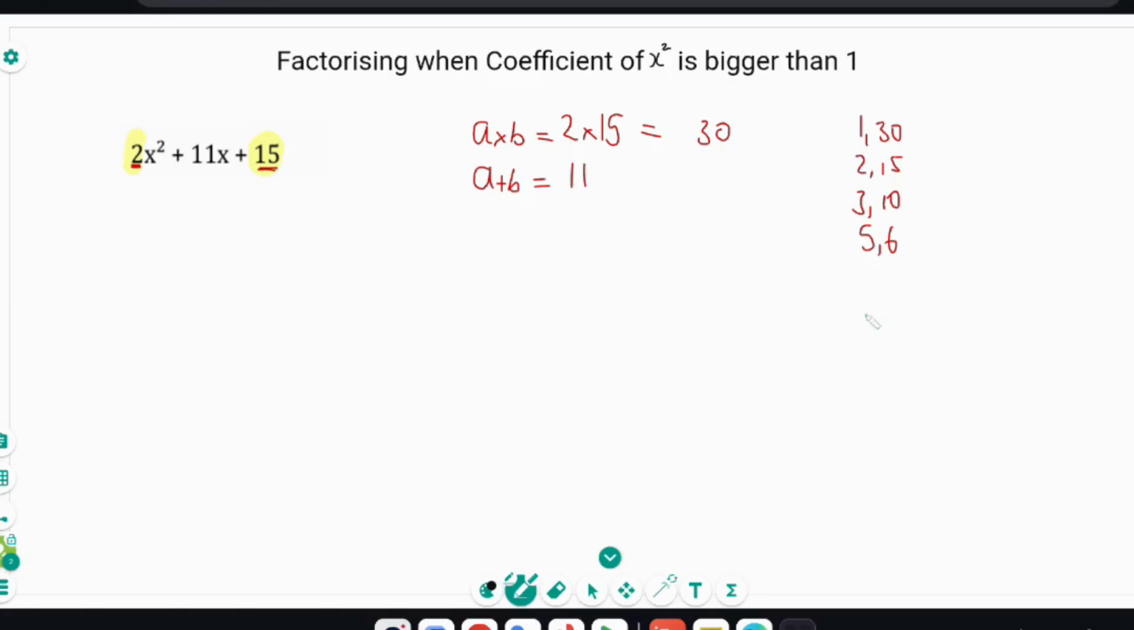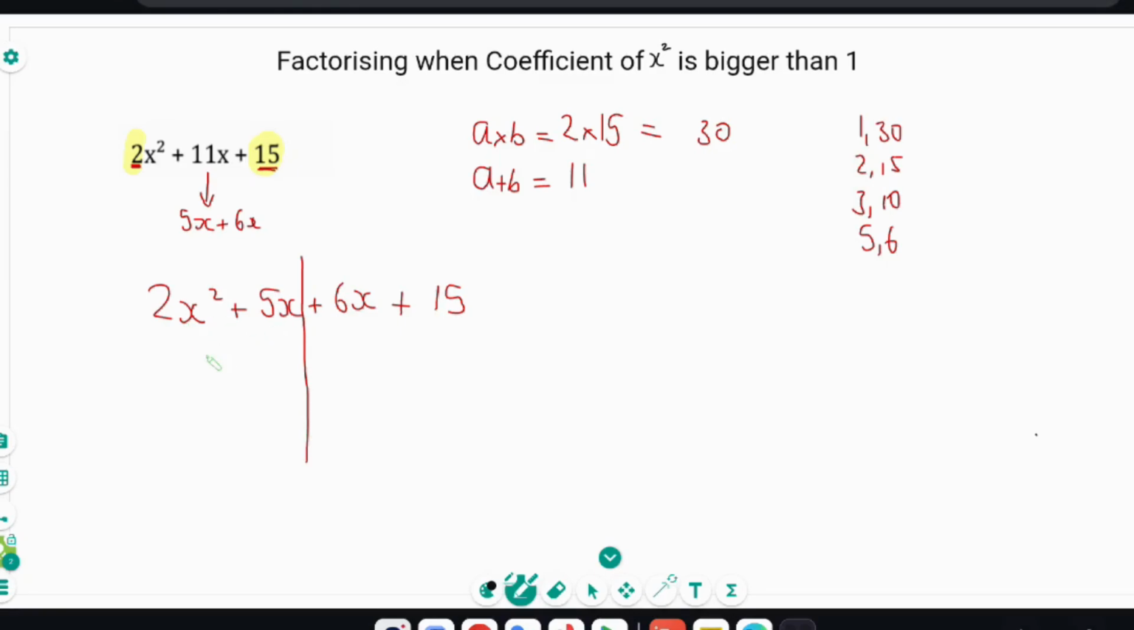So we split this 11x term into 5x plus 6x. So all I'm going to do is rewrite this: 2x squared plus 5x plus 6x plus 15. It doesn't matter the order of the 5x and the 6x, it's completely up to you. Now, all I've done is rewritten that. So you could check here, does this make 2x squared plus 11x plus 15? It does. Then we factorise the left-hand side and factorise the right-hand side, both into a single bracket.